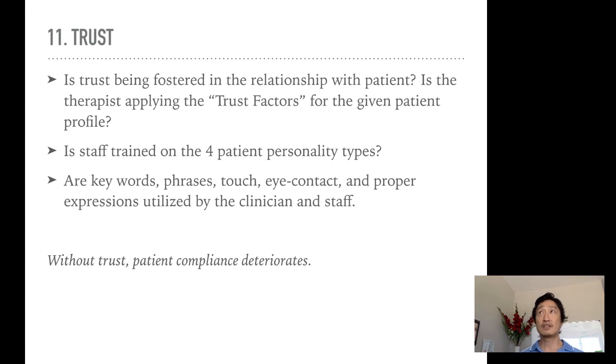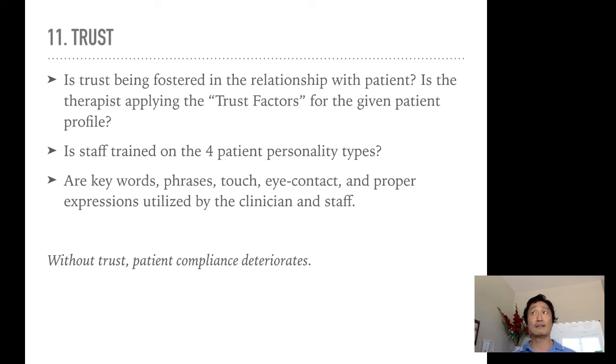Eleven is trust. Is trust being fostered in the relationship with the patient? Is the therapist applying the trust factors? Because it's not common sense knowledge. You don't just automatically gain trust. Trust has to be earned. So, are the trust factors being applied by your clinicians for the given patient profile? Because each person requires something a little bit different in order to earn their trust.